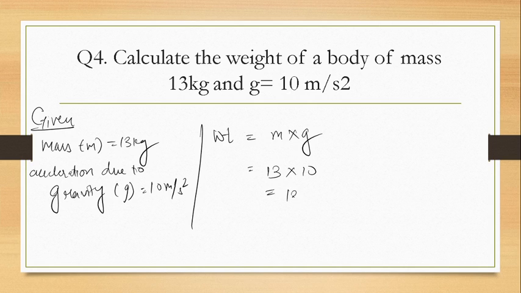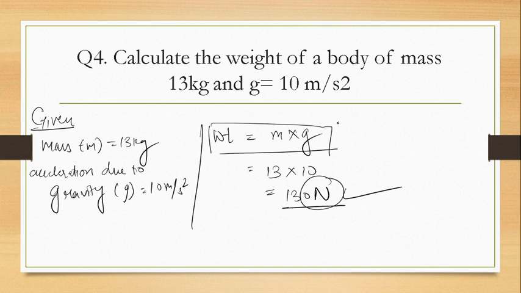So what is the mass? 13 kg. And what is g? 10 meter per second square. So what you got is 130 Newton. Newton is the unit of force. Remember this. So 130 Newton is the correct answer. You should remember this formula: weight is equal to mass into gravity.